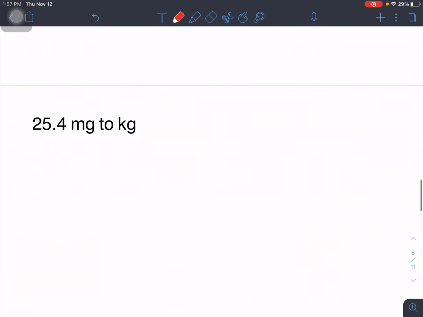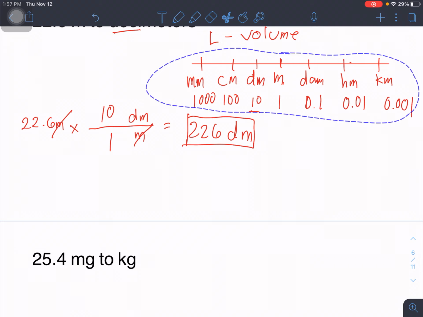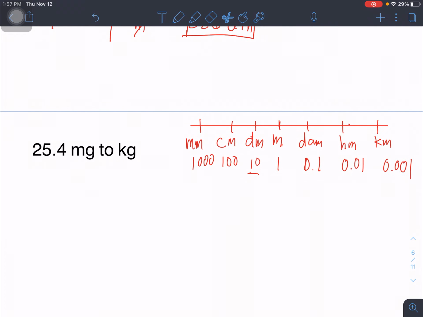So another one, milligram to kilogram. So I will just need to have this one. Apparently we could just change this meter to gram. So this will be milligram, centigram, decigram, gram, decagram, hectogram, and kilogram. Okay, so this will be a unit of mass.